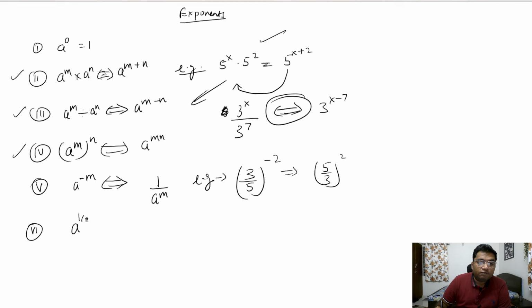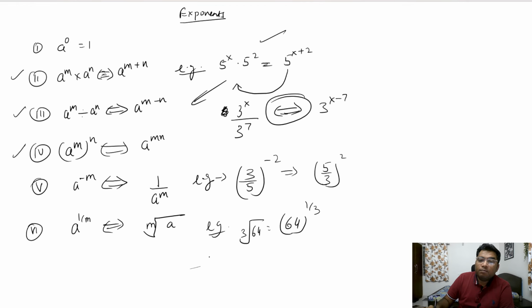The sixth law, again, very crucial. A to the power 1 over m can be written as mth root of a. So mth root of a, for example, I will explain you with an example. So if I have, let's just say, cube root of 64, I can write it as 64 to the power 1 by 3. But that's a very classic example, by the way. But I don't think this example alone will suffice. I want to talk about a couple of more examples here.